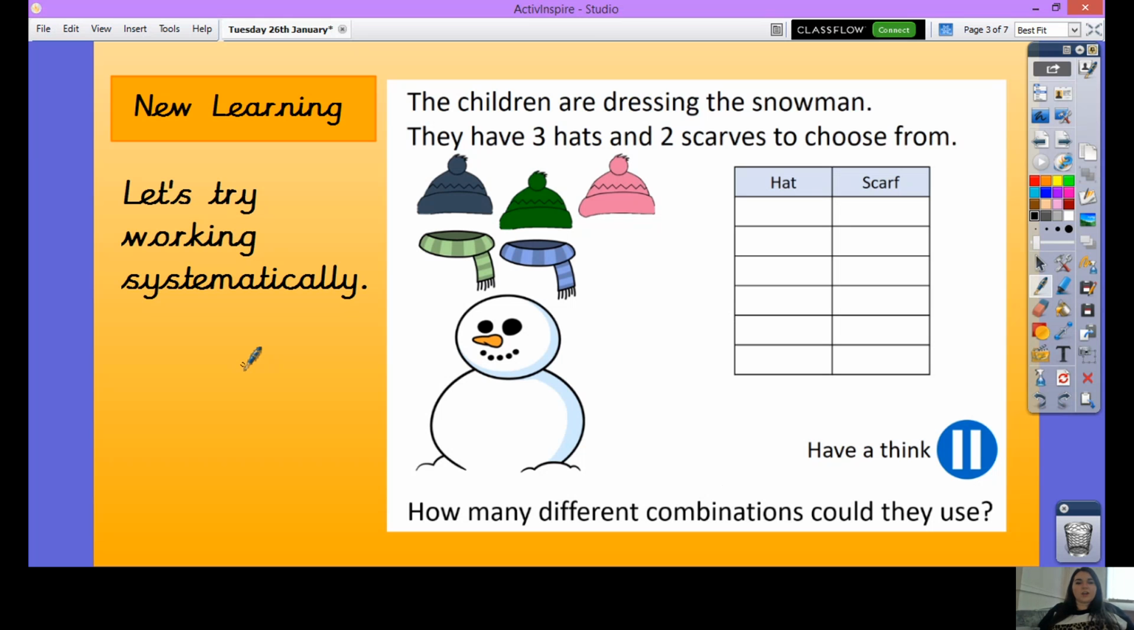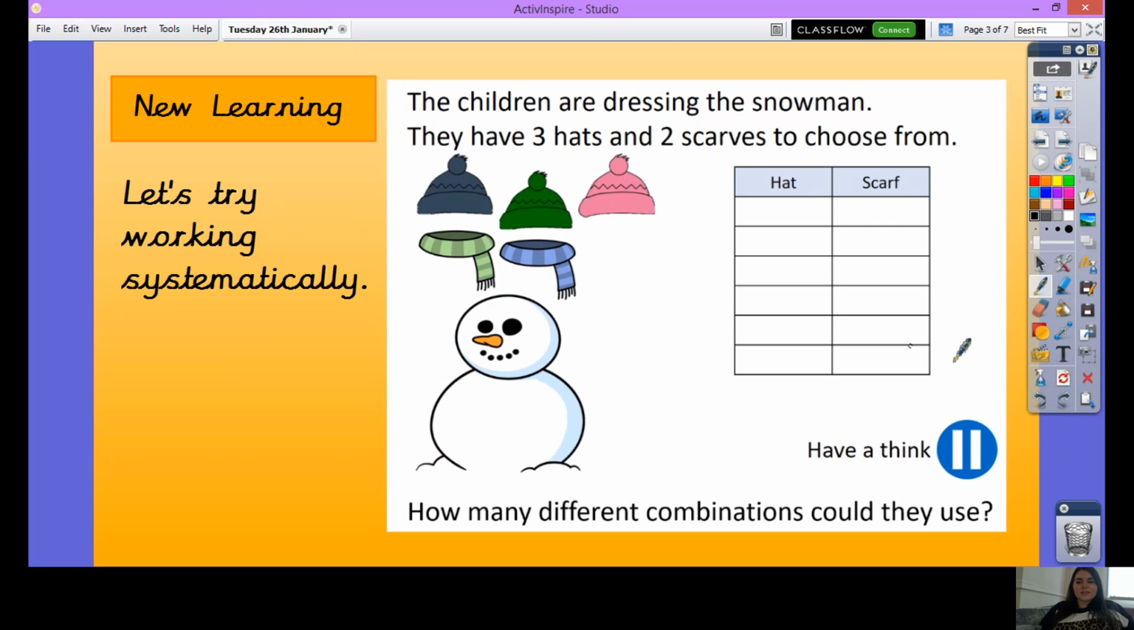Okay, new learning. So the children are dressing the snowman. They have 3 hats and 2 scarves to choose from. I can see a blue hat, a green hat and a pink hat, and I can see a green scarf and a blue scarf. Now, how many different combinations could they have for their snowman?